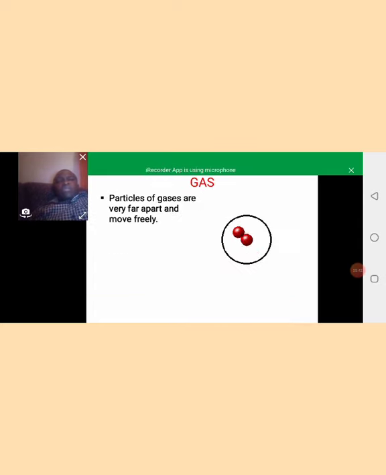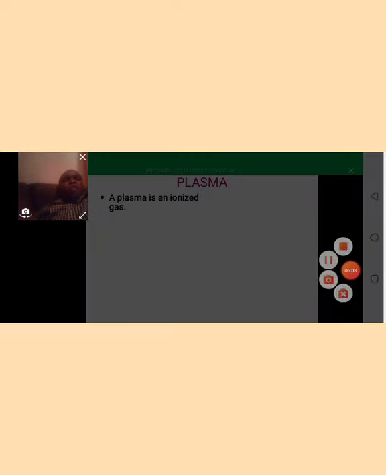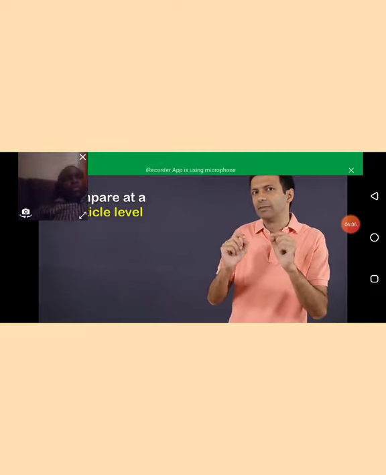Now, gas. The particles of gas are very what? Far apart and move freely. That is, they do not have a definite shape and a definite volume. Put that at the back of your mind. Now, what about plasma? Plasma is an ionized gas. But before I talk about plasma, let me compare them at a particle level.